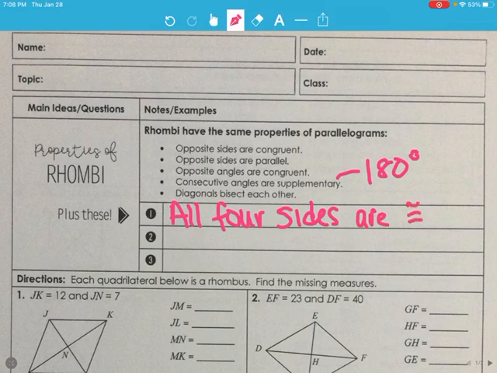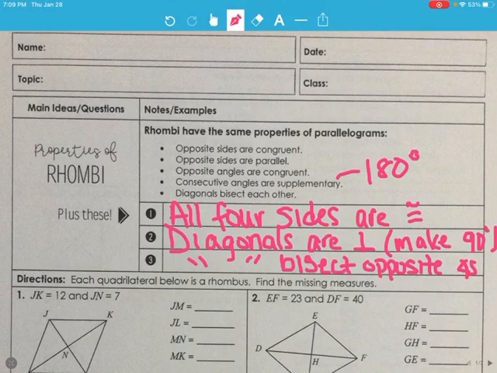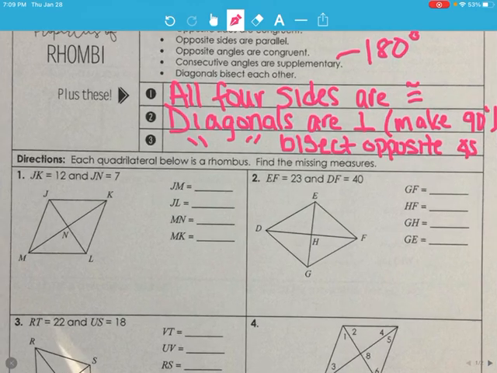Diagonals are also perpendicular. Remember, perpendicular is the upside down T. And being perpendicular, that means they make 90-degree angles. Okay. And diagonals also bisect opposite angles. I'm just going to use a symbol, opposite angles. Okay, so now that we have all these properties, we are now going to use them.